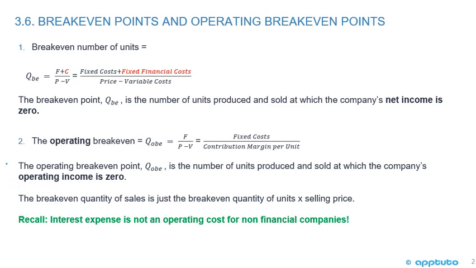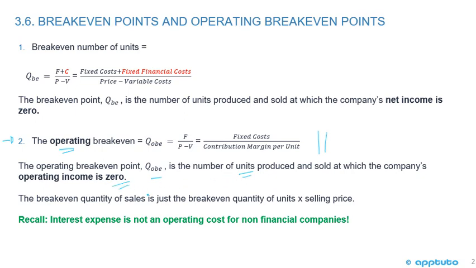Okay, again, we've seen this slide in the last LOS. We're just going to go through it again, another quick review. So this LOS is asking for the operating break-even of sales. So that is the formula that we're most familiar with, which is our fixed cost divided by our contribution margin per unit.